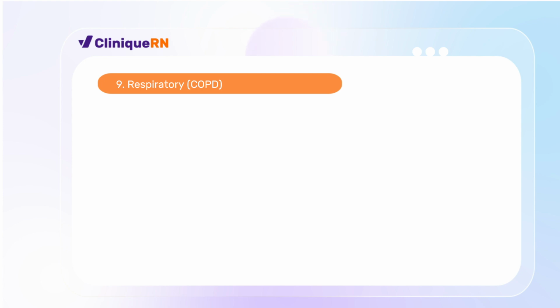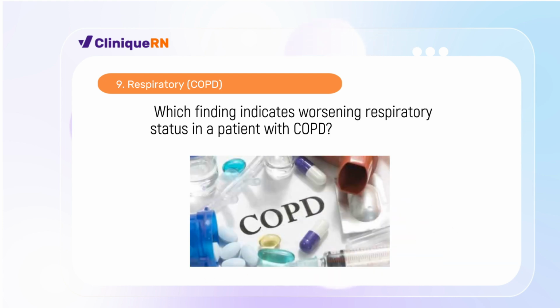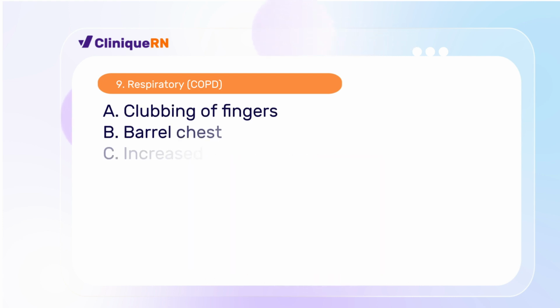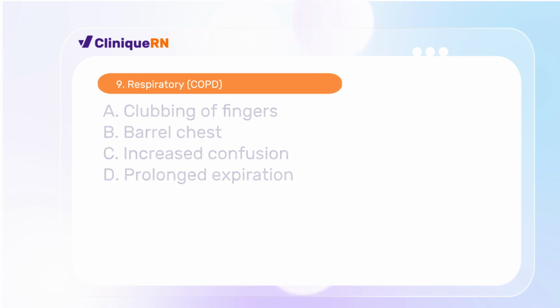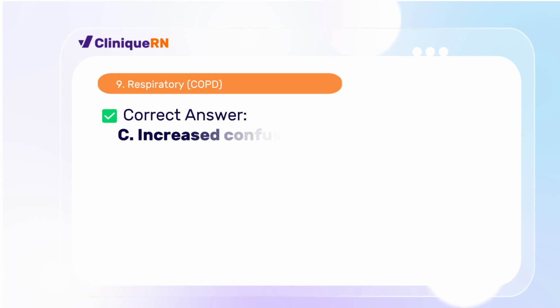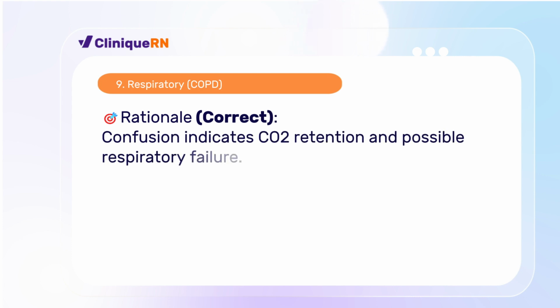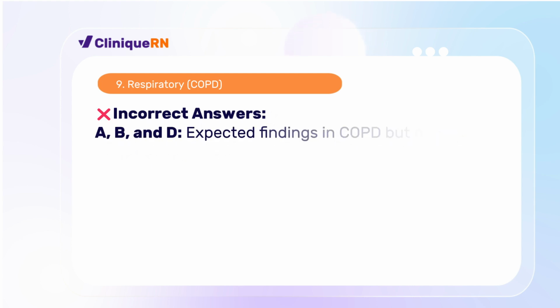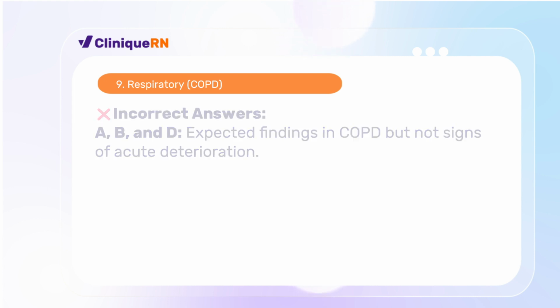9. Respiratory, COPD. Question: Which finding indicates worsening respiratory status in a patient with COPD? A. Clubbing of fingers. B. Barrel chest. C. Increased confusion. D. Prolonged expiration. Correct answer: C. Increased confusion. Rationale. Correct. Confusion indicates CO2 retention and possible respiratory failure. Incorrect: A, B, and D. Expected findings in COPD, but not signs of acute deterioration.